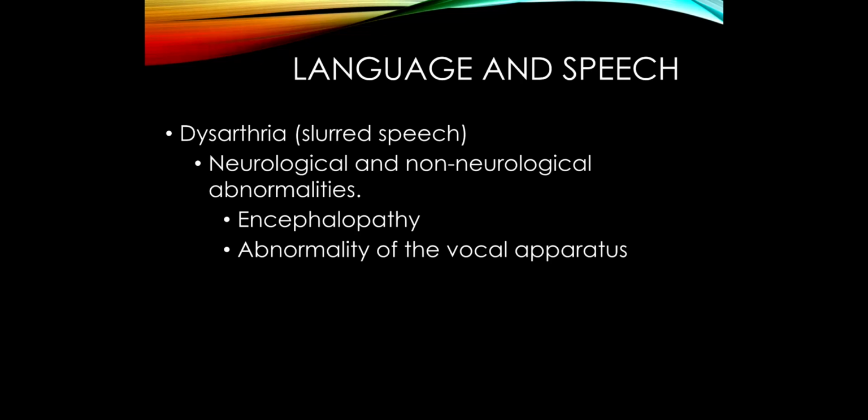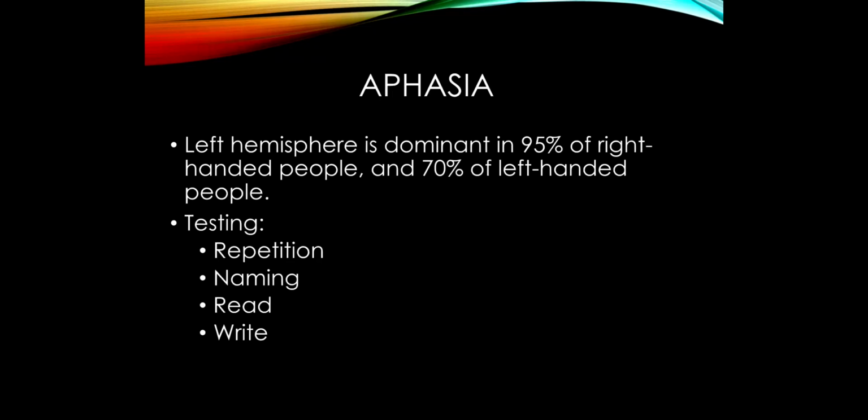For example, if a patient has encephalopathy, well, just think of someone who's very intoxicated with alcohol, their speech is going to be slurred. And so most patients with encephalopathy have dysarthria that will go along with their confusion. If someone has an abnormality with the vocal apparatus or a problem with their dentures, that's going to affect their speech and give them dysarthria. Okay, but what we'll spend much more time talking about in this course is aphasia.